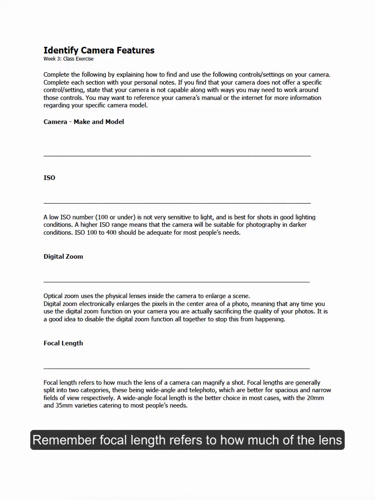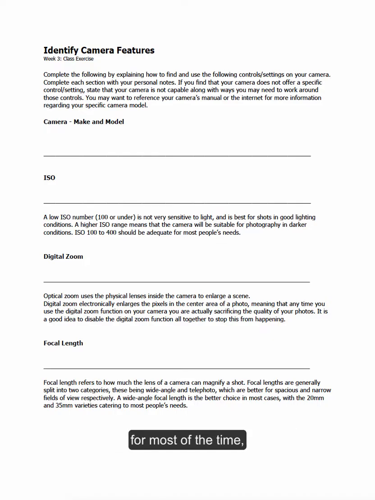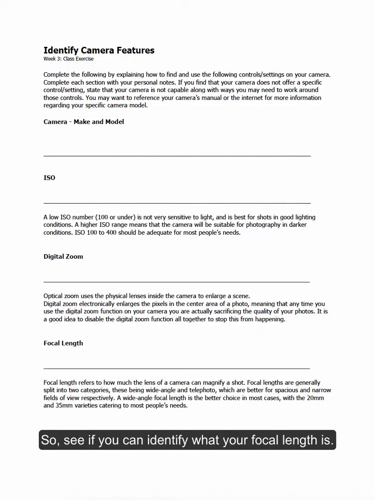Focal length. Remember, focal length refers to how much the lens of a camera can magnify a shot. Focal lengths are generally split into two categories, wide angle and telephoto. So you think of which ones are better for spacious and narrow fields of view. Wide angle focal length is better most of the time, and 22 millimeter and 35 millimeter varieties are what most people are using. So see if you can identify what your focal length is. If you're using a DSLR, you might want to list all of your capabilities if you have other lenses available.